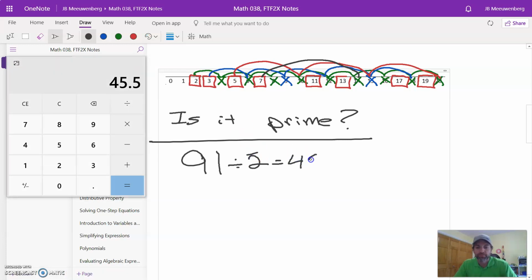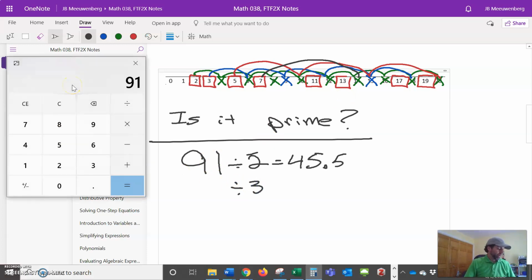45.5. And that is a decimal. So 2 is not a factor of 91, which means no other multiples of 2 are going to be going to 91, right? If 91 is not divisible by 2, it's not going to be divisible by any multiple of 2. So let's try 3. 91 divided by 3.